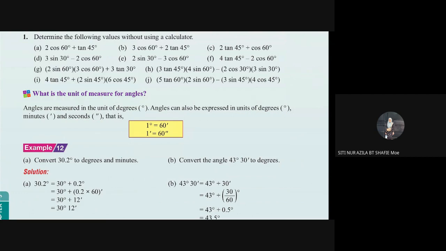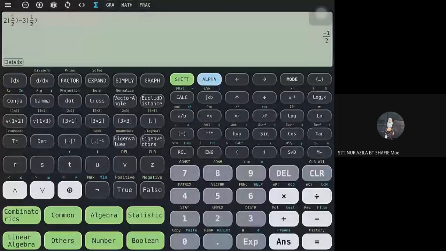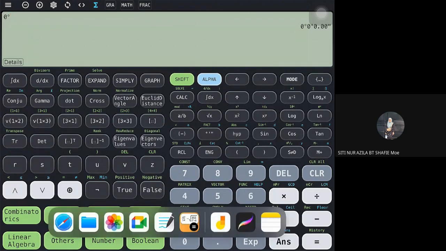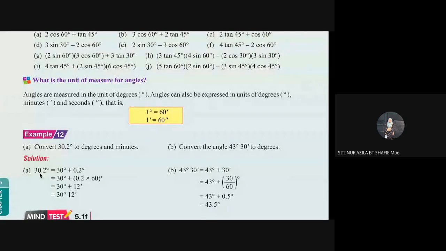So that's why I asked you to have your calculator with you today. Now, please look at your calculator. Find this button for me. You have a button on your calculator with degree, minutes, and then double comma is seconds. This one is for degree. The single comma is for minutes. And then the double comma is for seconds.